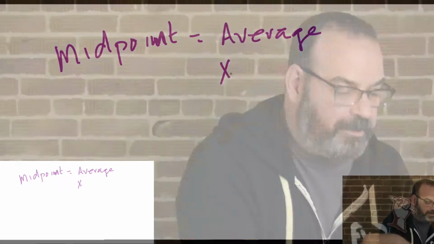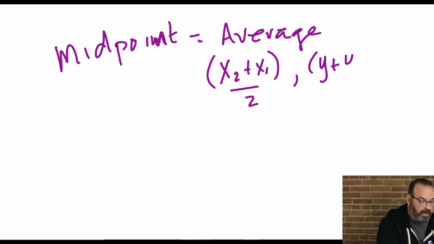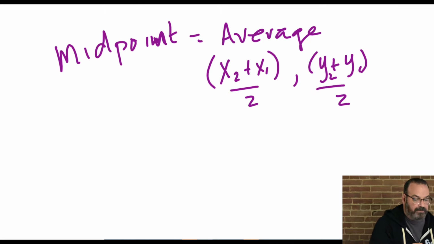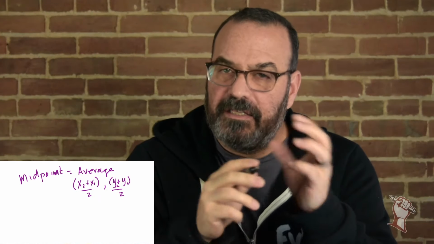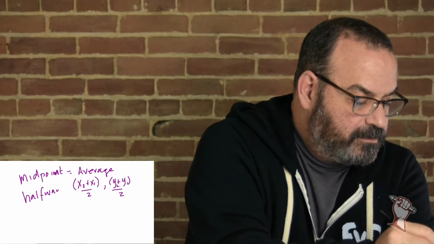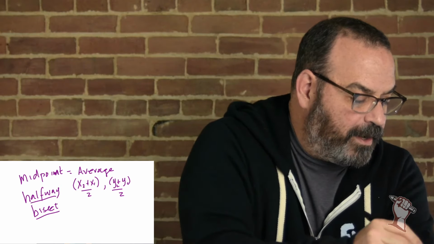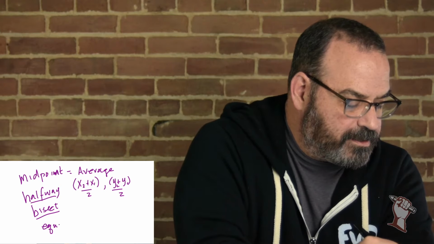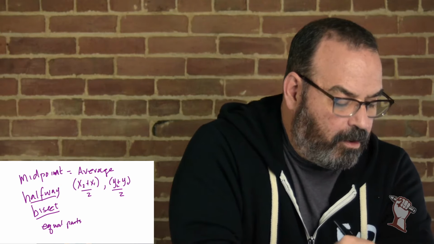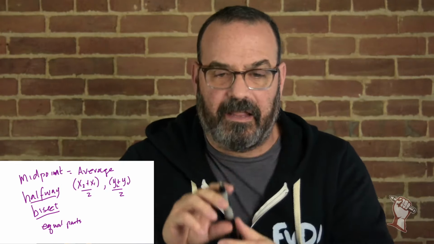What's the midpoint formula? x2 plus x1 over 2, comma, y2 plus y1 over 2. The midpoint is the average. In geometry, they also use words like halfway or bisect. Bisecting something, halfway or cut into equal parts, almost always means take the average. If it's in coordinate geometry, we're taking the average. We'll take a look at that in some future ones.